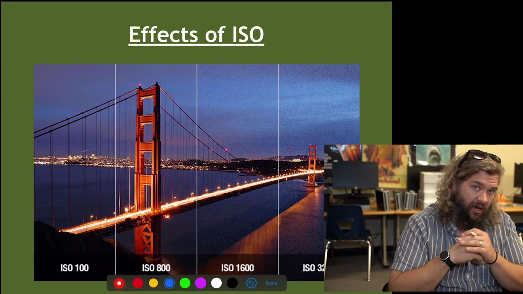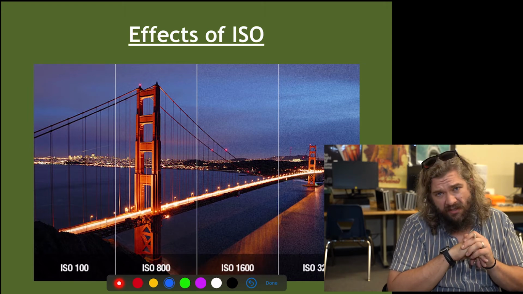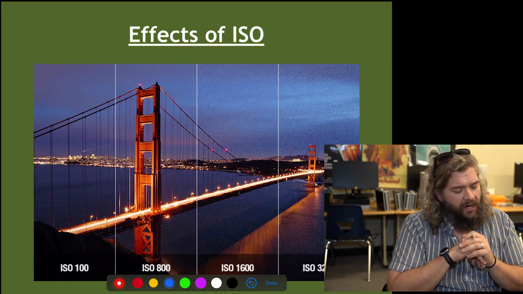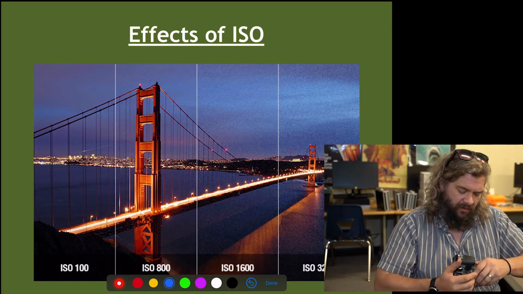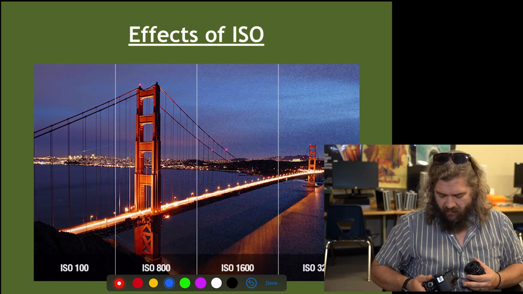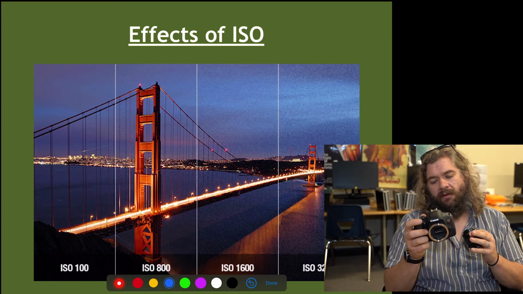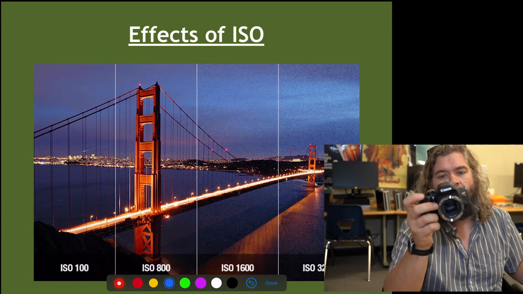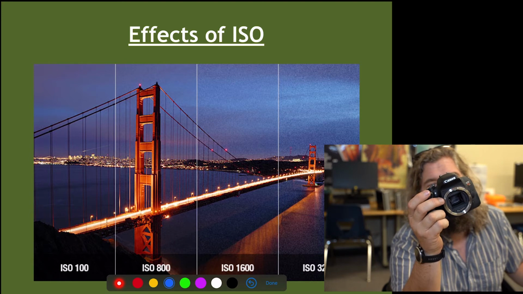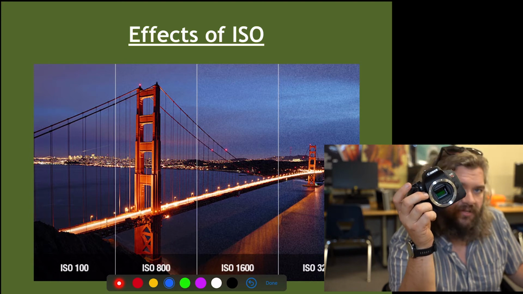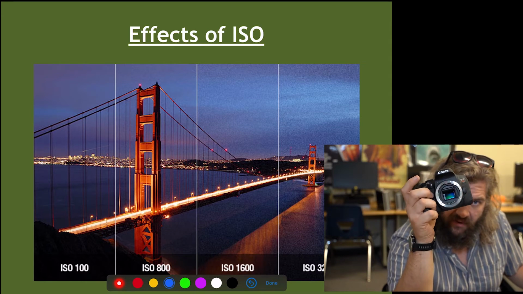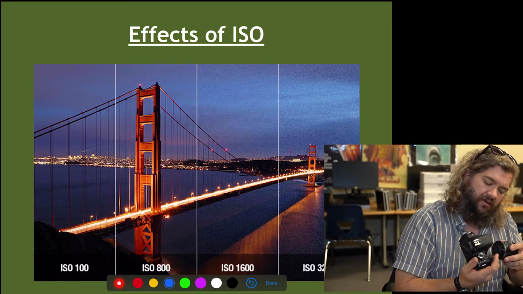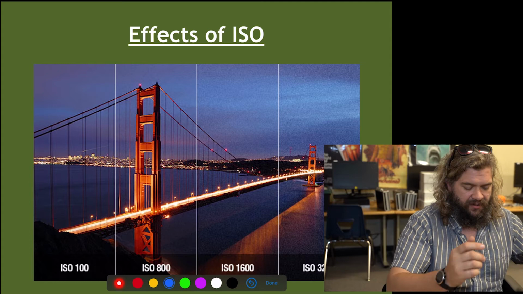Now, ISO. This is a lot. It's so much. I hope your brains don't explode. Okay, ISO. ISO is this. On your camera sensor, that's your camera sensor, right in there. That weird looking little reflective piece of stuff. That is your sensor, your photo sensor.